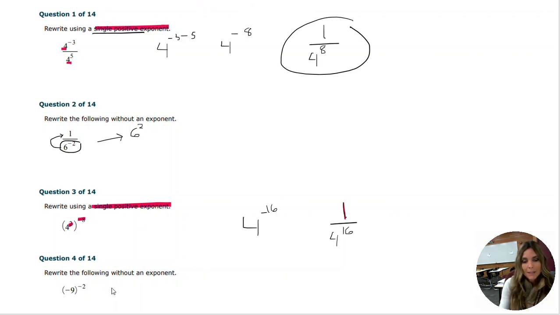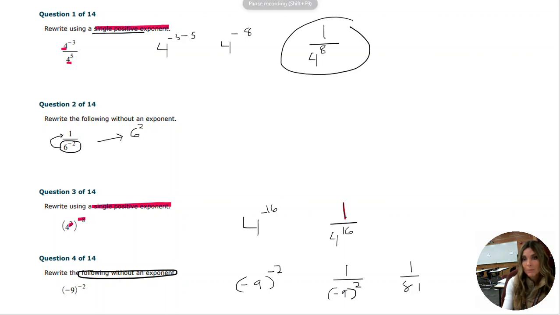Okay, on the next one, it says rewrite the following without an exponent. So in this case, if you are rewriting this without an exponent, right here, this is your instructions, then that means you're going to go ahead and just plug this into your calculator and evaluate this. So negative 9 to the negative 2, if you plug that in the calculator exactly like it is, parenthesis negative 9 to the negative 2, that's really going to be the same thing as 1 divided by negative 9 to the positive 2. So that is going to end up being 1 over 81.